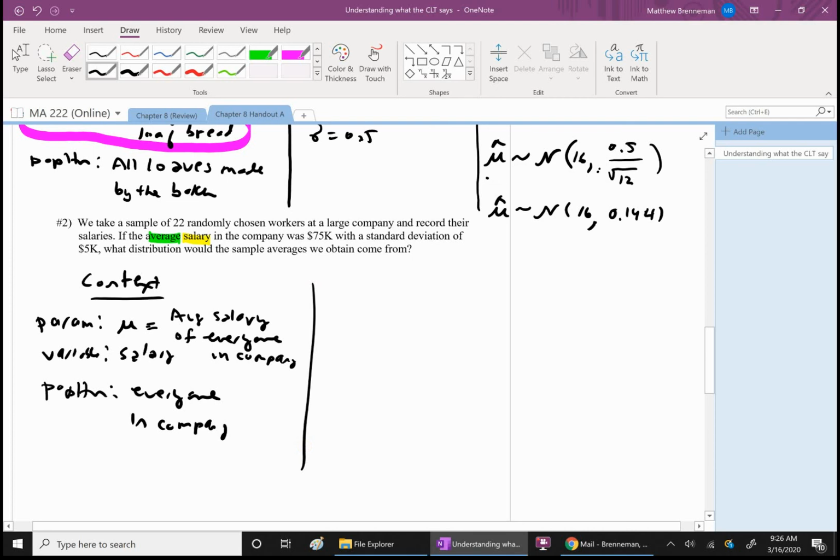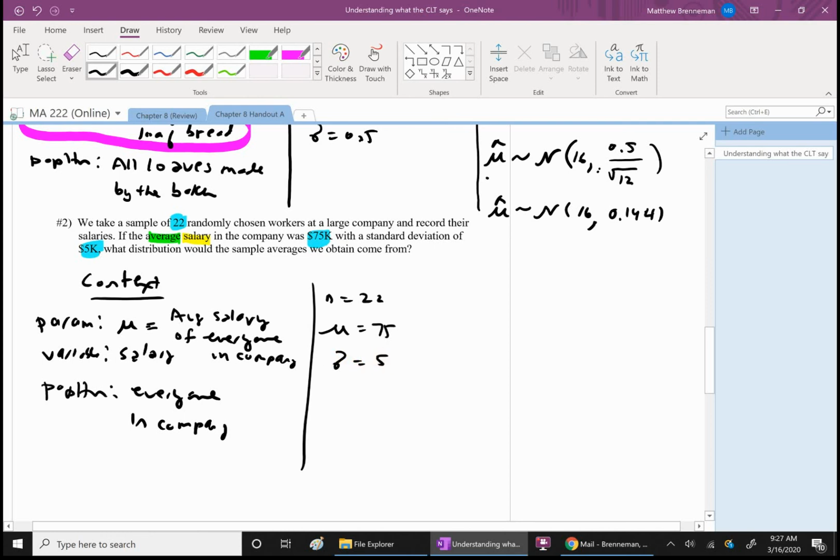So now let's try to make sense of the numbers. We notice that we take a sample of 22 randomly chosen workers. So our n is going to be 22. The average salary in the company was 75K. Notice that this is referencing the whole company. It's not implying that it comes from a sample. So this average is a population average. And the same thing applies to the standard deviation. It's from the population.